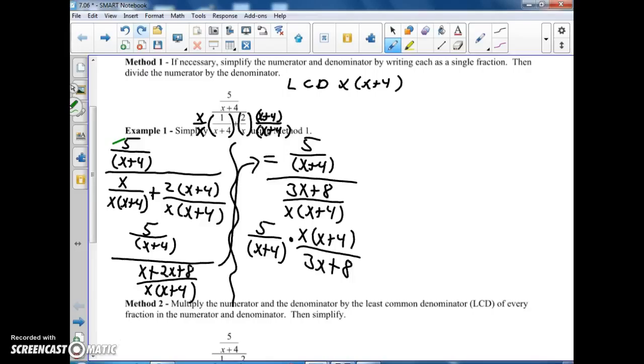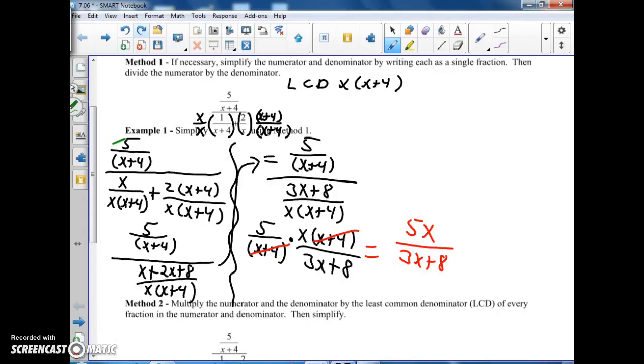Now once you get to here, you can tell me what you can do. So you can cross cancel, right? You can cross cancel the x plus 4s. Once again, that's the stuff you just finished handing me. Cancel the like terms out. So look here, I can cancel the x plus 4s out. Now you're going to go 5 times x, 5x over what? 3x plus 8. 5x over 3x plus 8.